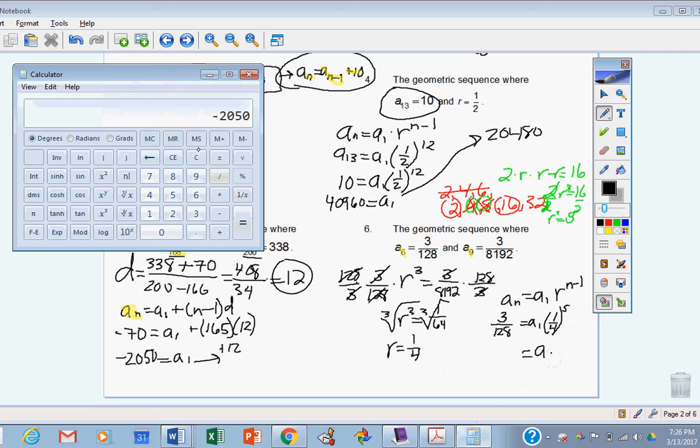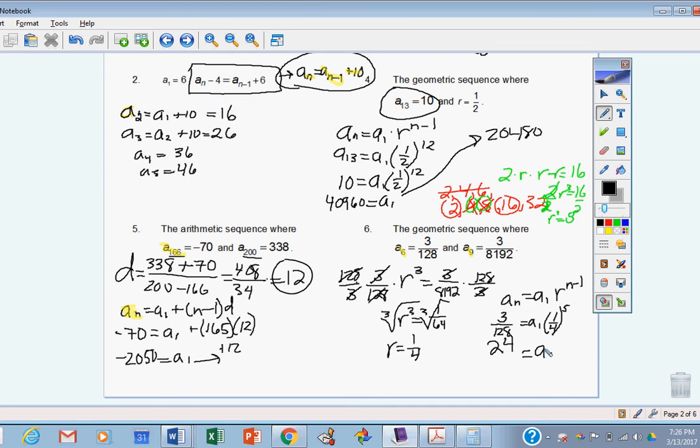Again, my non-fancy calculator can probably do that just as fine. So I'm going to have 3 divided by 128. I'm going to hit enter on that. And then I want to divide that answer by 0.25 raised to the, what was it, 5th power. And I go like that, and I hit enter, and that comes out to 24. So that's nice. So 24 is my first term.